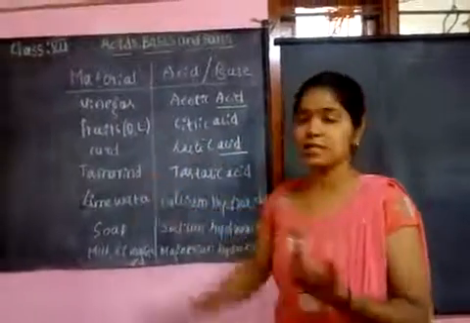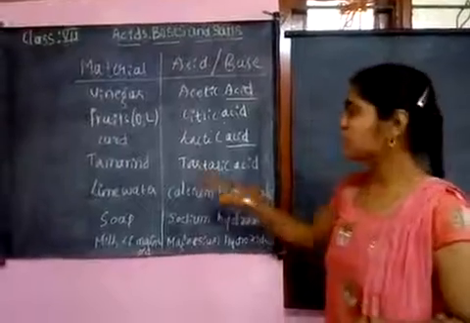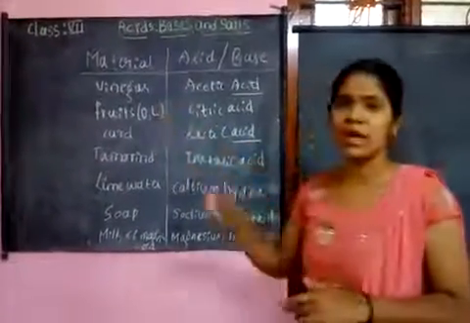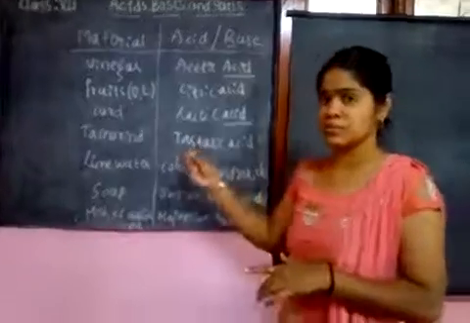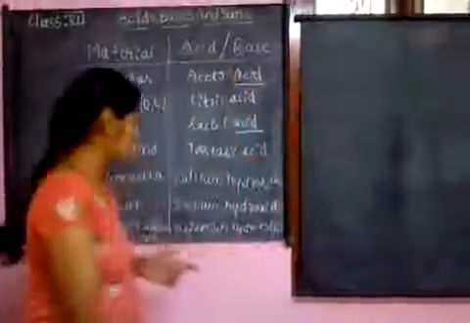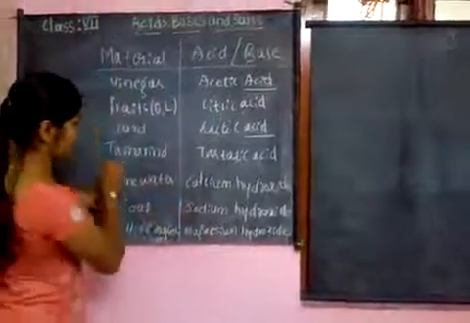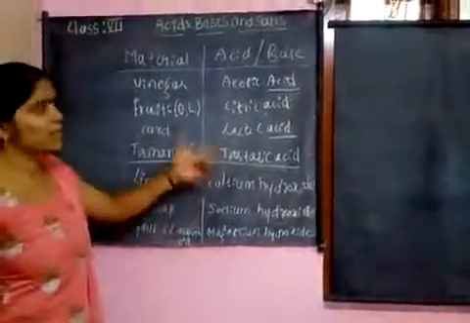The next one is tamarind. As you know, tamarind contains tartaric acid. So these are some examples which are acidic in nature. These are the acid materials, meaning the materials which contain acidic properties in them.